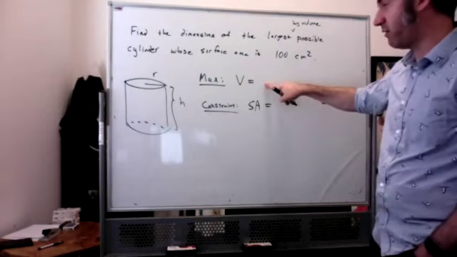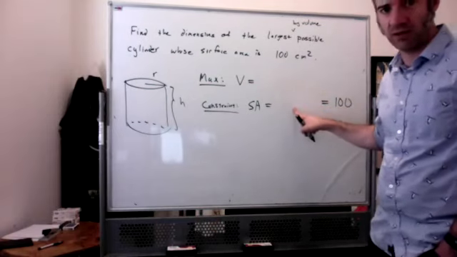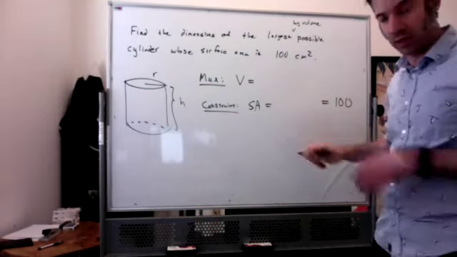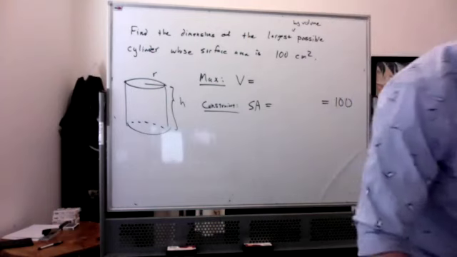So find the equation for the volume, the equation for the surface area, and if you finish those two things, start isolating one of the variables here. I'll be right back.